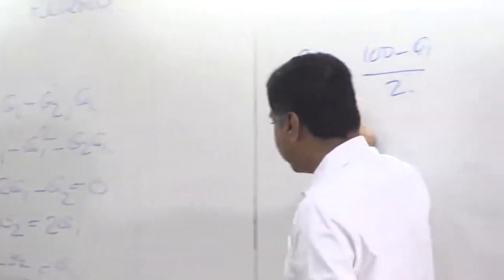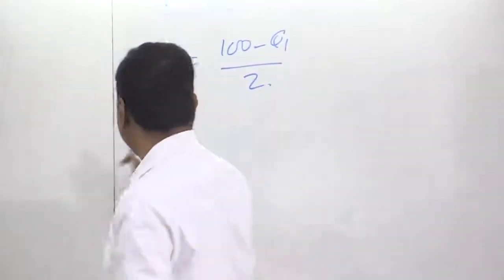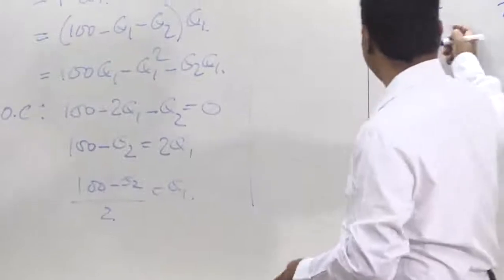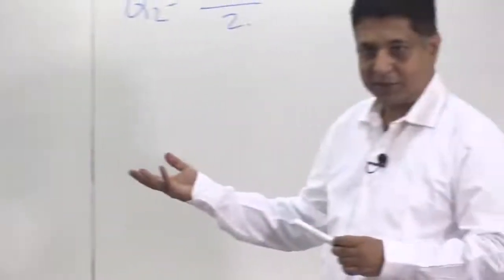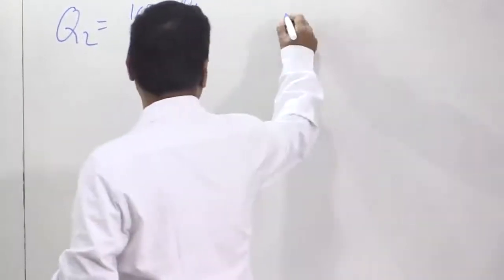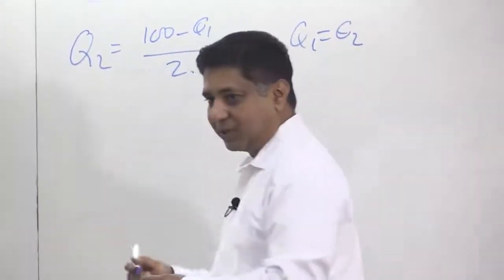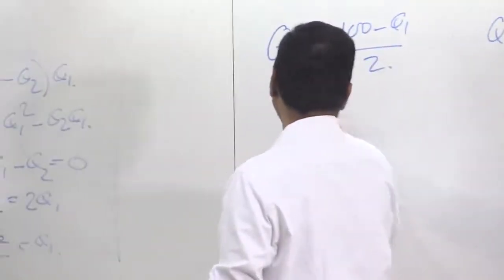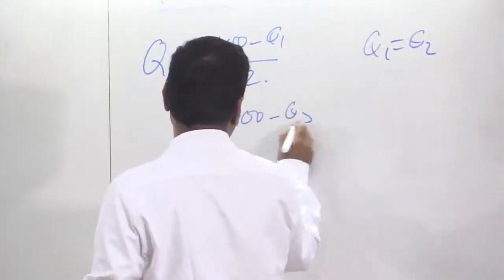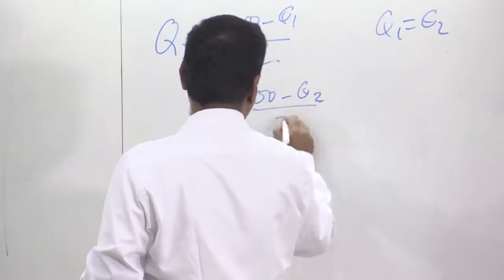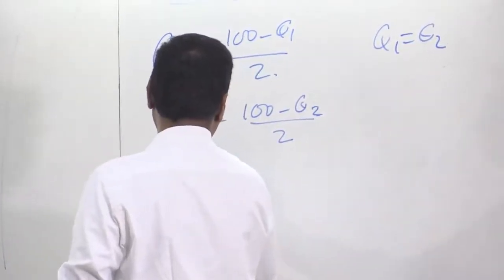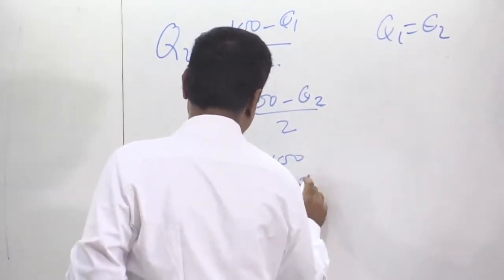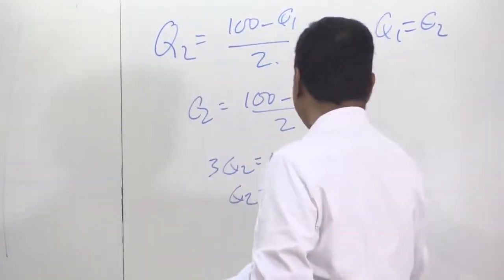So, we can plug this here. This equation and this equation have to be solved simultaneously. But we know that Q1 must be equal to Q2 because everything else is symmetric in this particular case, not always. So, Q2 will be equal to 100 minus Q2 by 2, or you can say 3 Q2 is equal to 100, or Q2 will be 100 by 3, which will be equal to Q1.